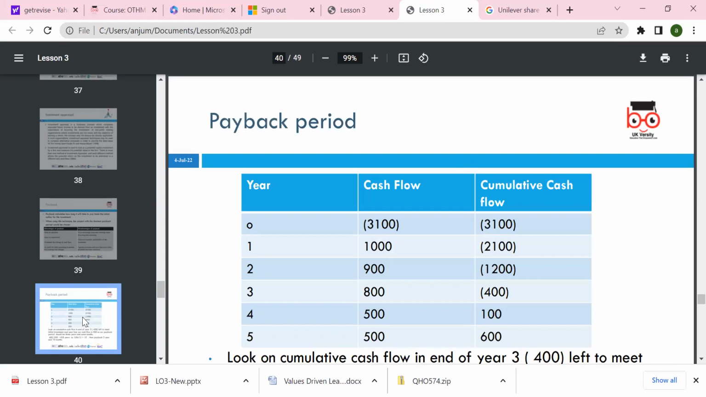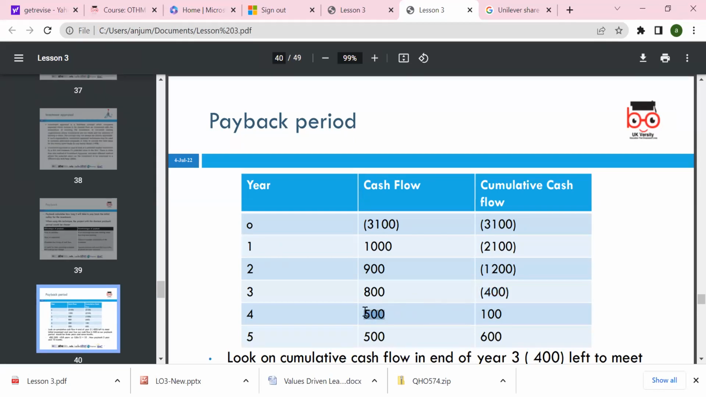So we can look around here, please. If you look here, we're saying years 1, 2, 3, 4, 5. We have a payback. So we can say you're investing £3,100 in the business. You're getting £1,000 back, then £900, then £800 in year 3, year 4, year 5. So 3,100, if you're getting 1,000, then 2,100 is outstanding. After 2 years, 1,200 is outstanding. After 3 years, 800 back, so 400 outstanding. So 400 is remaining, and 500 you're getting in.